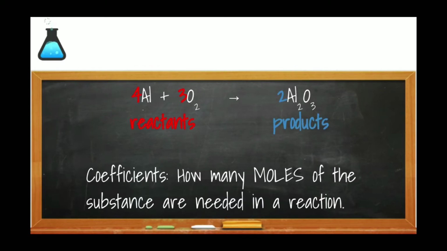The coefficients in the chemical reaction tell us the number of moles or the amount of a substance we need for a reaction. So when we look at this synthesis reaction, you can see that 4 aluminum and 3 oxygen produce 2 aluminum oxide, but we can also say 4 moles of aluminum and 3 moles of oxygen produce 2 moles of aluminum oxide.